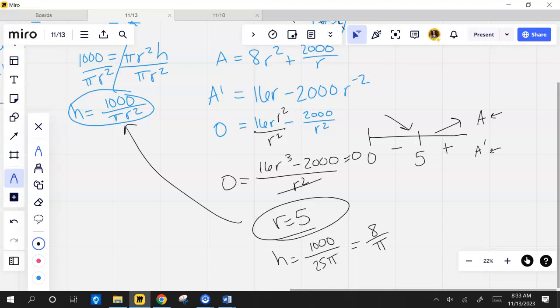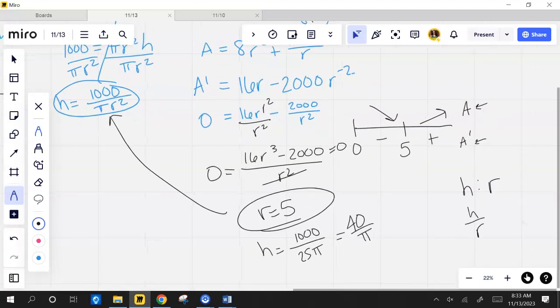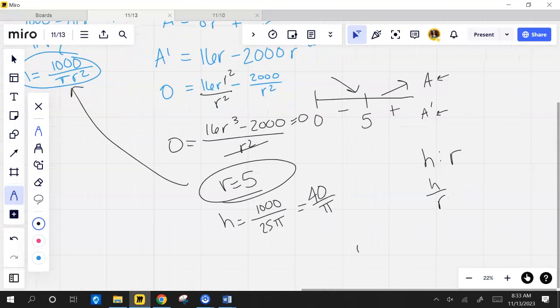I still didn't answer the question because what did it ask me? The ratio. It's 40. This is 40 over pi. So it asked me for the ratio of H to R. If you remember the way ratios work, you can either do it as a ratio like this, you can do it as a fraction, you can do it as whatever. So H is 40 over pi.